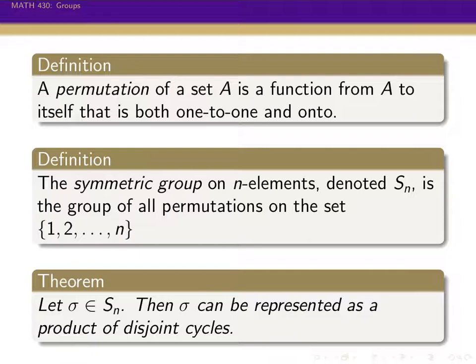So let's run back through some definitions just to refresh ourselves. Remember that a permutation is a function from a set to itself that is both one-to-one and onto. In general, we're thinking about permutations on finite sets. And so if a set has n elements, all the permutations on that set is what's called the symmetric group, and it's denoted Sn. If we have some permutation in Sn, so really this is a permutation on a finite set, then we can break it down into a product of disjoint cycles.